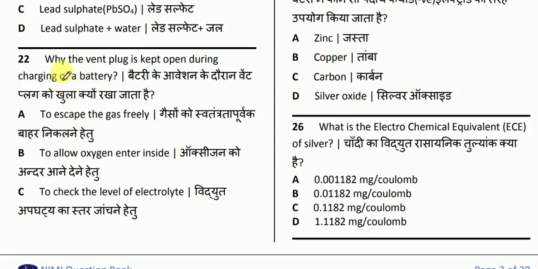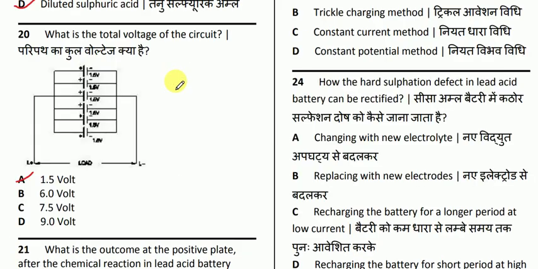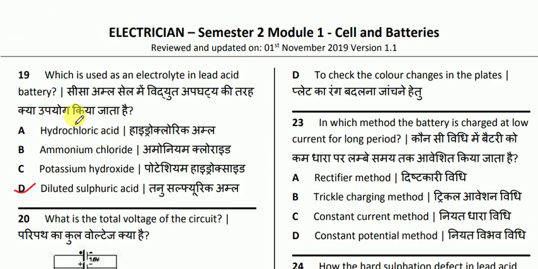Coming to the 22nd question. Why is the vent plug kept open during charging of a battery? That is to let the gas escape freely. Now coming to the 23rd question. In which method is the battery charged at low current for a long period? That is the trickle charging method. Trickle charging means excessive charging.